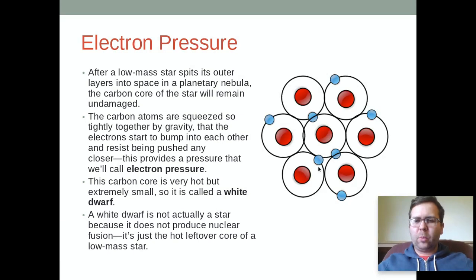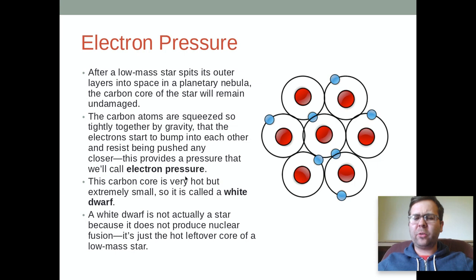And this is what the result is. If you know the Jimmy Neutron model of an atom, where you've got a nucleus and electrons going around it, that's what we have here, where these atoms have been pushed so close together that their electrons are basically touching each other. The orbits of their electrons are bumping against each other, and we call this electron pressure.